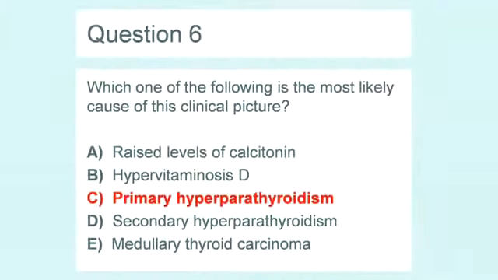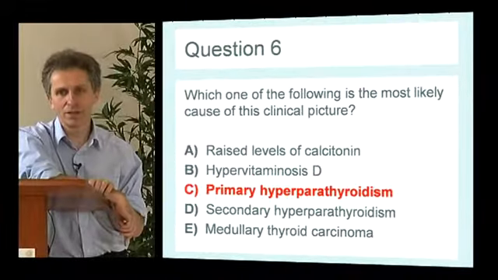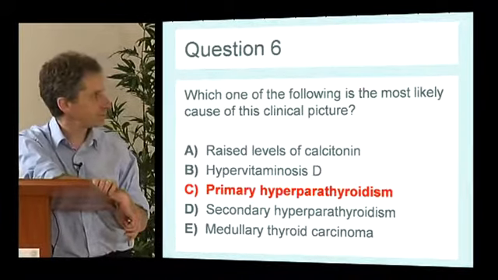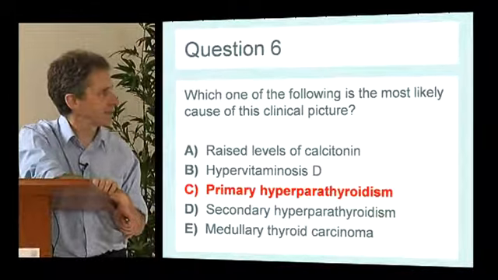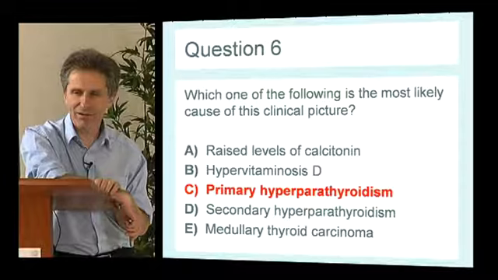So the correct answer here is primary hyperparathyroidism. Why is that the case? Well, we have a normal or slightly raised PTH, parathyroid hormone level, in the presence of a raised calcium. And that's not normal. Normally, if the calcium was high, the PTH should be suppressed. So that tells you that PTH is driving the high calcium, and that tells you that you've got hyperparathyroidism.